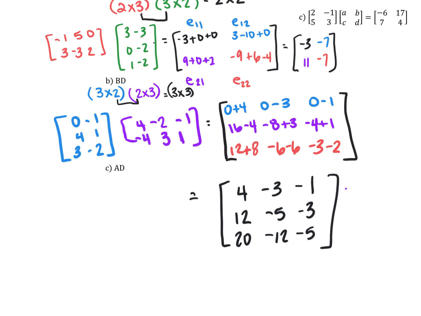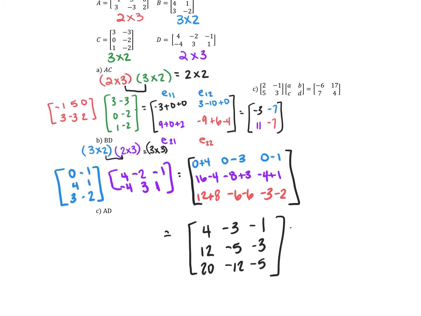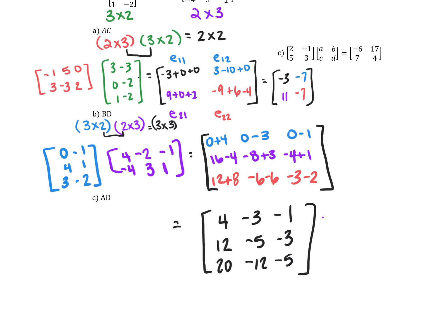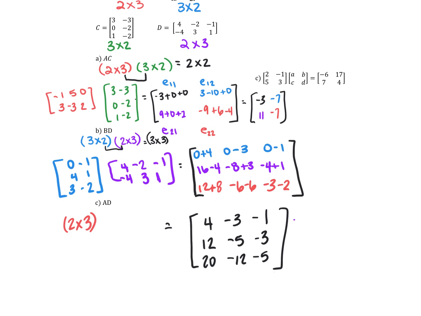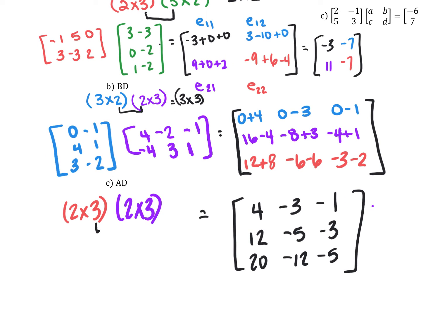All right, one more. Let's do A times D real quick. A is a 2 by 3. And D is a 2 by 3 also. First thing I'm going to do: do the inner dimensions match? No, they don't. So this is what we call not defined. It's not defined.